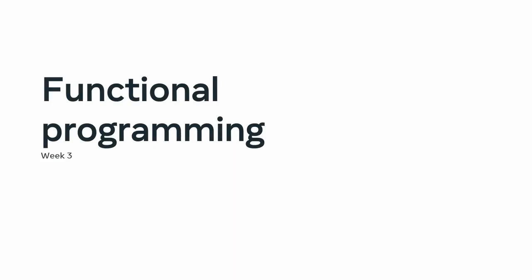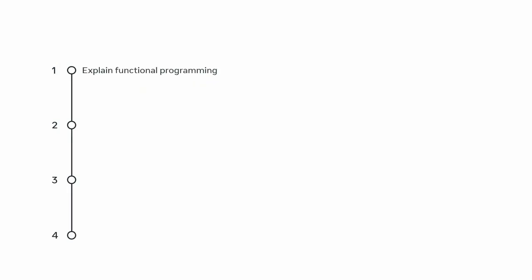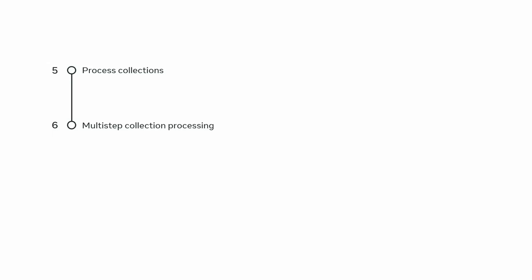Week 3 covers functional programming. You'll cover what it is and why it's useful. In addition, you'll work with functions in Kotlin. After successfully completing this week, you'll be able to explain what functional programming is and why it's useful. Read and define a function type. Use a Lambda expression to define a function as an object. And define a function that takes a function as an argument. Use collection processing functions to process collections in different ways, and use collection processing methods for multi-step collection processing.